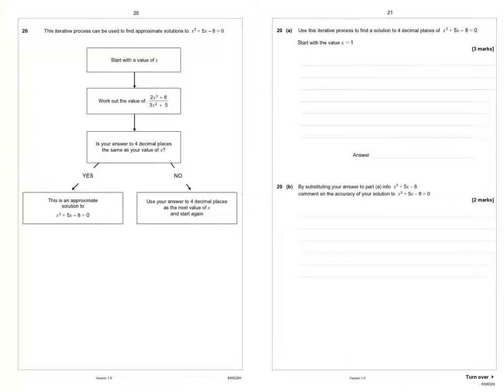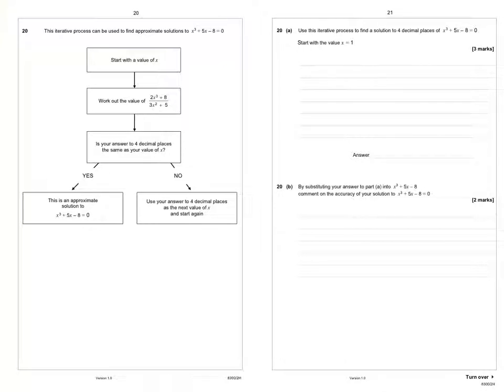Okay. 20a. Use this iterative process to find a solution to 4 decimal places of this equation. Start with the value of x equals 1. So you're going to substitute x equals 1 here. You're going to find a value. You're going to check if, to 4 decimal places, is it the same as x equals 1? If the answer is no, then you would do it again. So you would take the answer here from 4 decimal places and you resubstitute it into here, okay? And then you check again, all right?